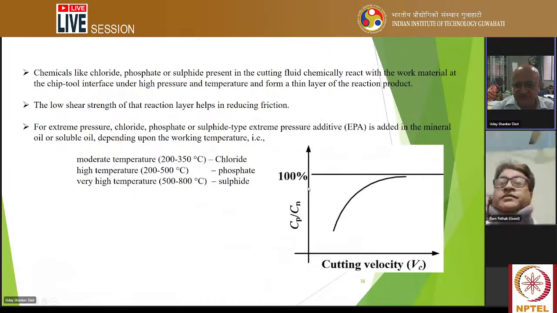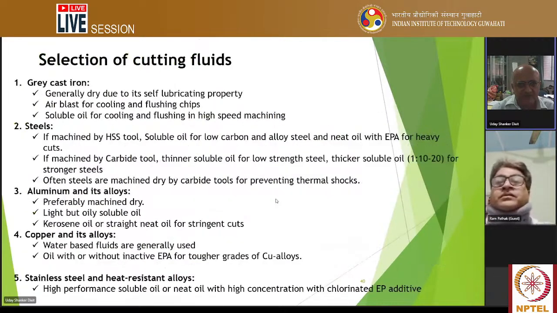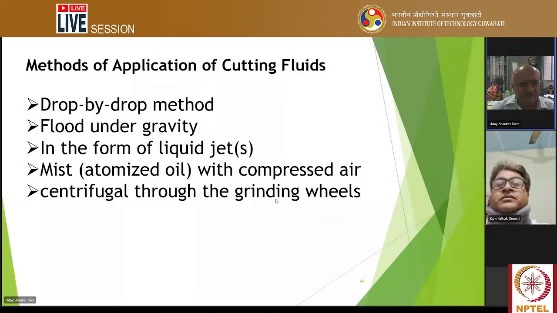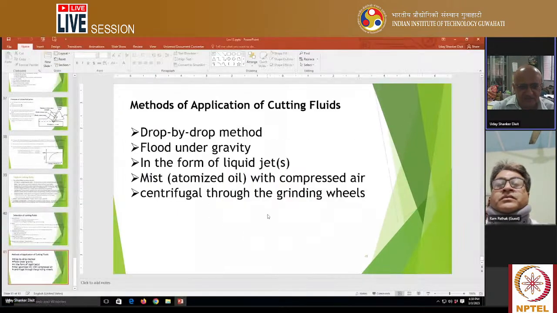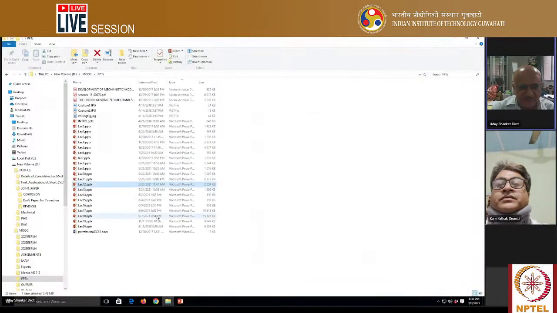This is cutting velocity versus cutting velocity, and this is Cp by Cn. That is for extreme pressure, and this one. So these are types of cutting fluids and methods of application of cutting fluids. Nowadays, a lot of papers have been published on MQL also, minimum quantity lubrication. That is also almost saturated. But then let us go to the next sheet.